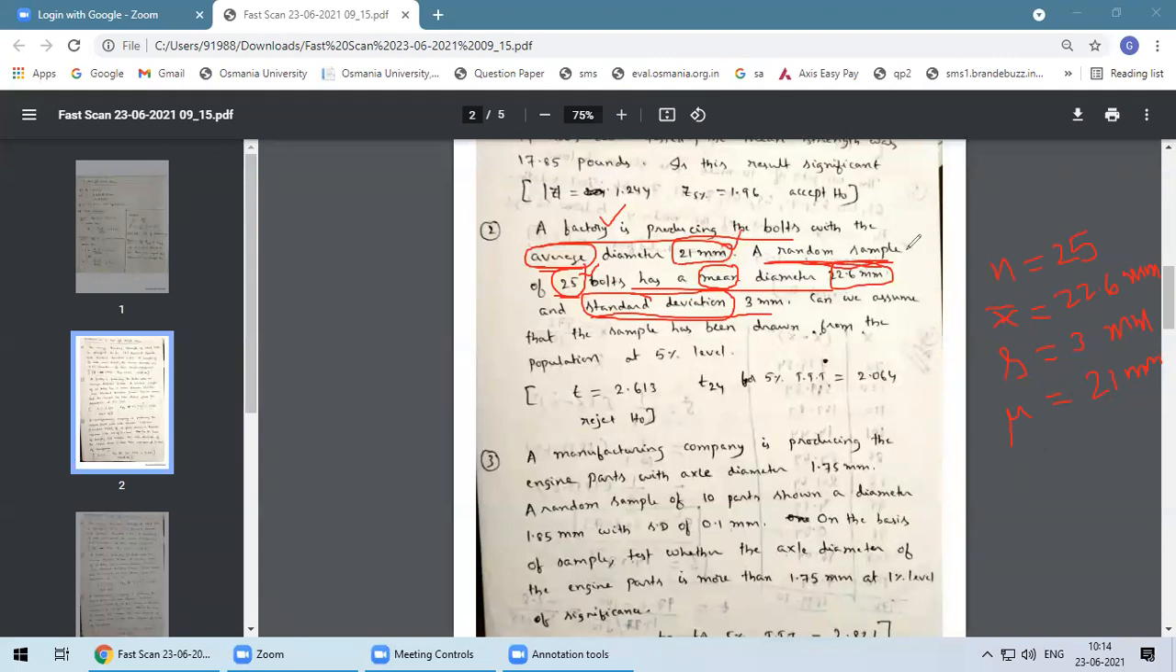So based on this random sample data, we have to check whether this first statement is correct or not. What is the first statement? The factory is producing bolts with an average diameter of 21 millimeters. You have to test that statement. For testing it, he has taken a random sample. Now you have to use the testing procedure. If H0 is accepted, that statement is true. If H0 is rejected, then that statement is false. That you have to do.